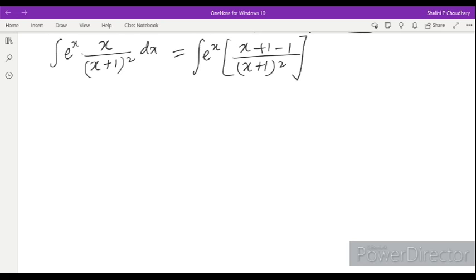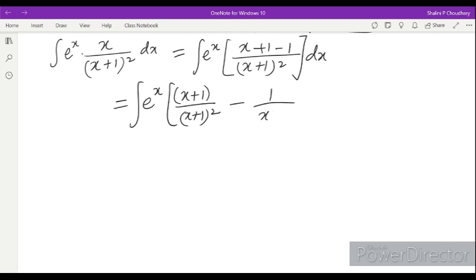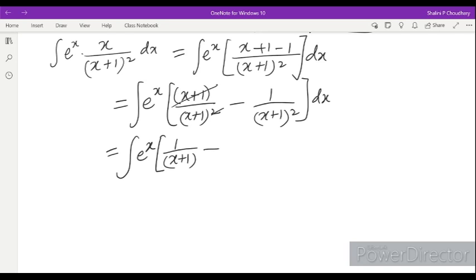Now it is square, and e to the power x, x plus 1 divided by x plus 1 whole square minus 1 upon x plus 1 whole square dx. Okay, so the value we will get is e to the power x into x plus 1 divided by x plus 1 whole square. We'll cancel this. We'll get only 1 upon x plus 1 minus 1 upon x plus 1 whole square dx. Right? Now we'll see.